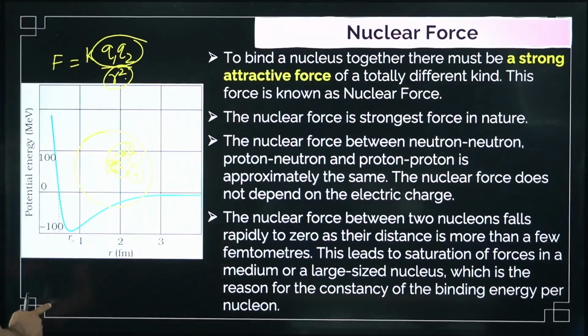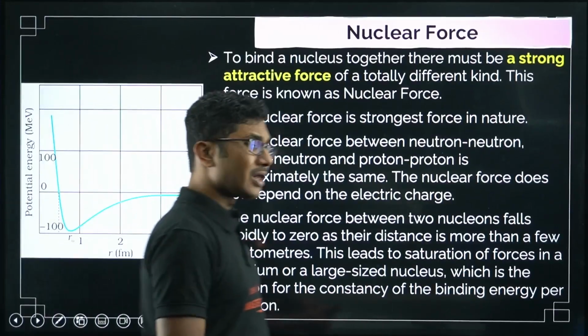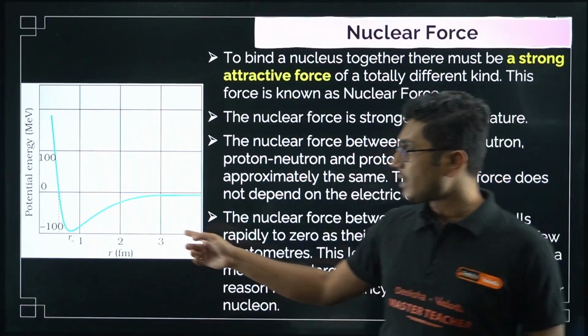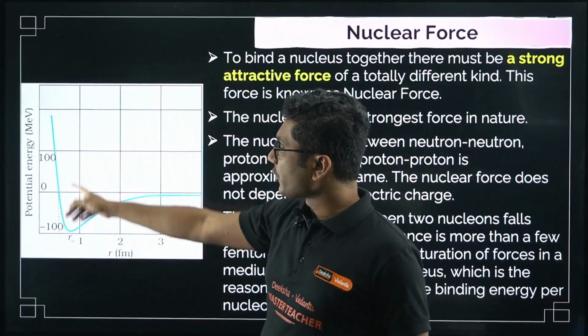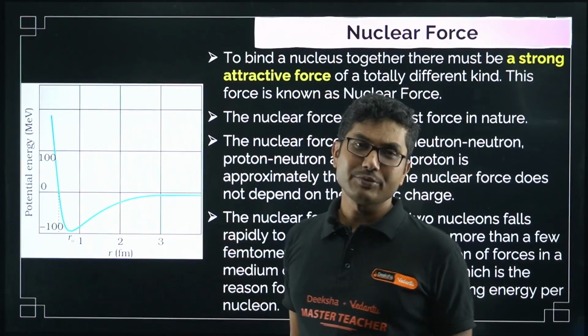So here is the diagram of the potential energy. You have to remember the diagram. There was once a question based on this diagram. You have to remember that the potential energy becomes negative, and at some distance it becomes smallest.